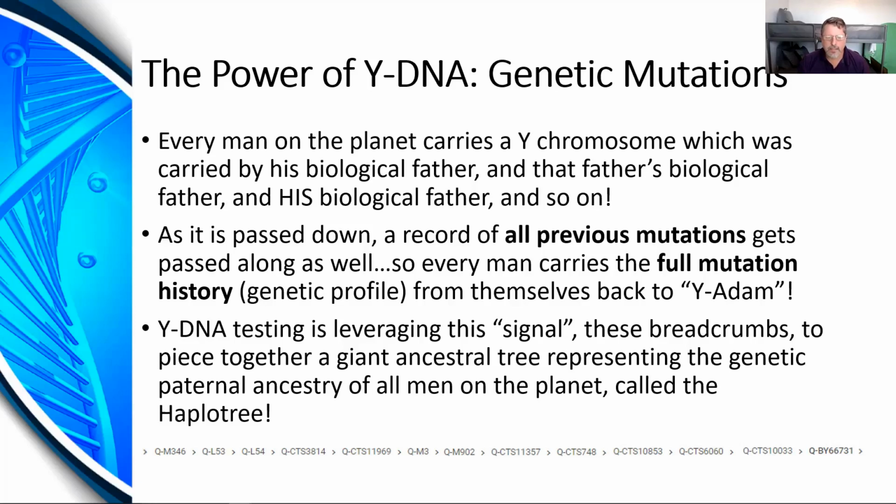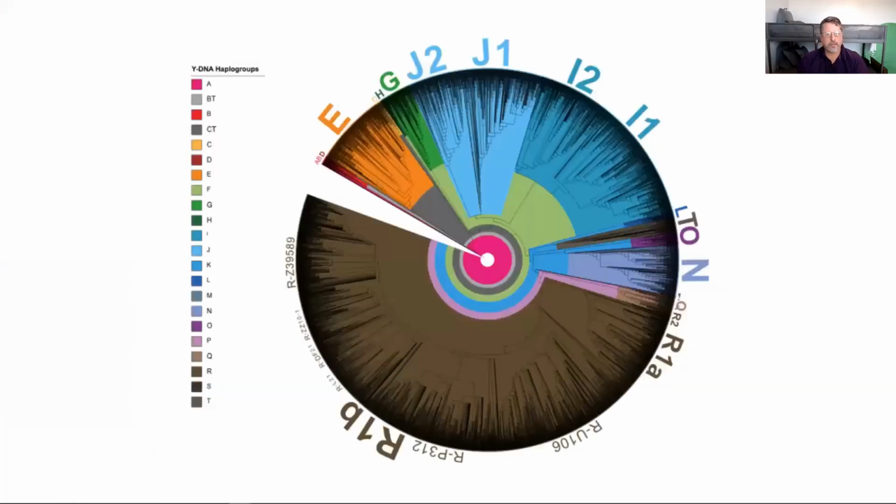Y-DNA testing is leveraging these signals, these breadcrumbs, to piece together a giant ancestral tree representing the genetic paternal ancestry of all men on the planet, called the haplotree. It looks like this. Now I talk about the haplotree and my opinion, that it's clearly growing unevenly, as you can see here. And I believe that is based on socioeconomic factors. So R1b right here, this is Western Europe, right?